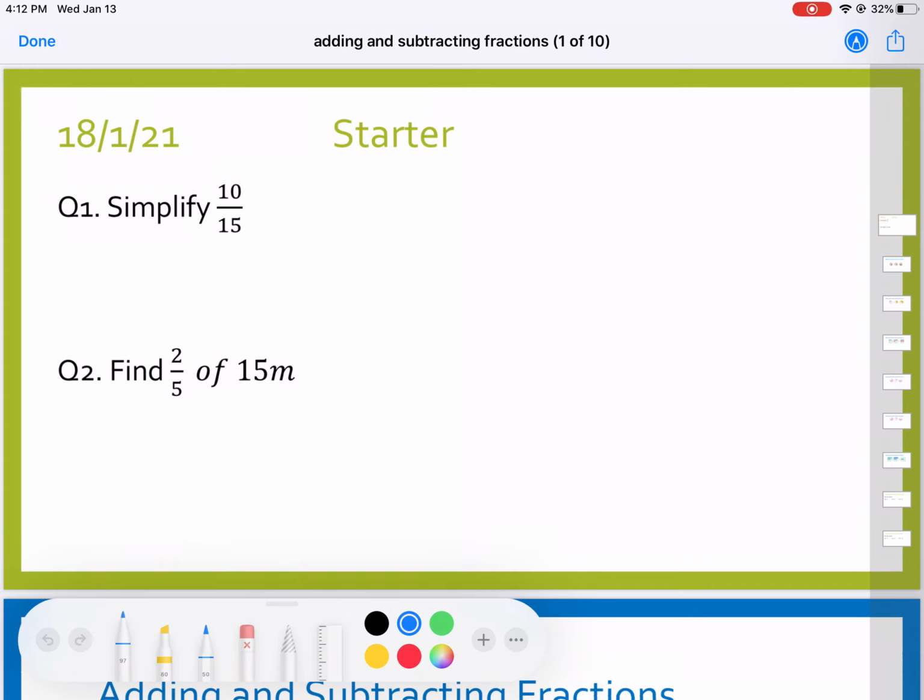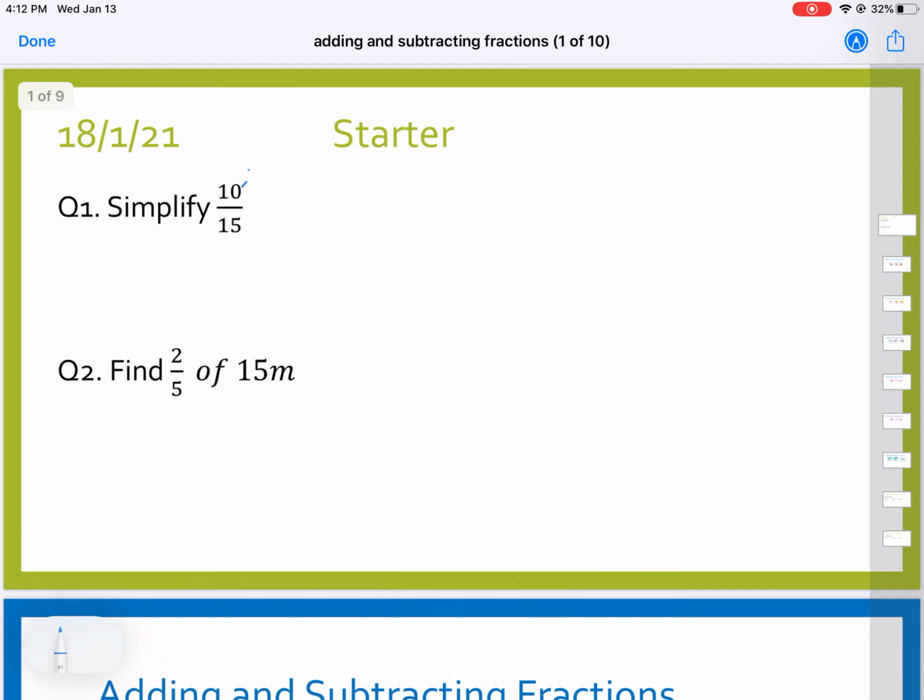Right, so hopefully you've had a chance to try this. I am going to talk you through this. Simplifying this fraction, we have got to divide top and bottom by the same number. That's the only way we can simplify the fraction. In this case, 10 and 15 can both be divided by 5. So that will give us 2 over 3.